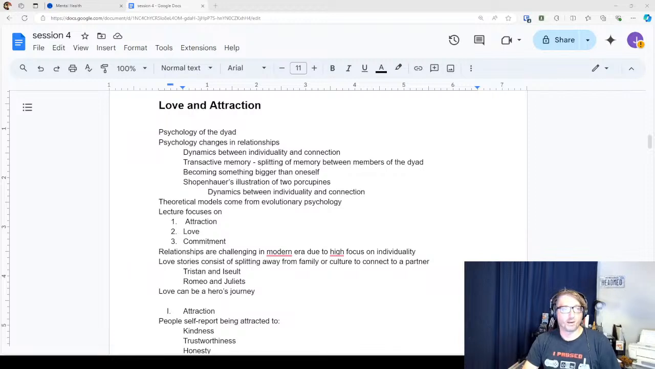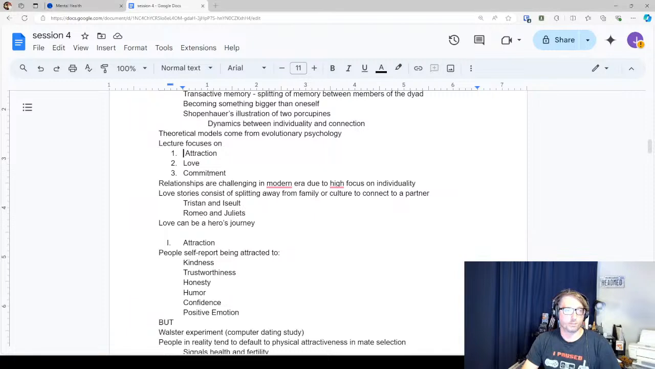Then we have the Schopenhauer illustration of the two porcupines that get closer to each other, and then they poke each other and move away. So there's this interplay between our individuality and the connection we share with the other member of the dyad. The theoretical models on love and attraction tend to come from evolutionary psychology. The lecture has 3 parts: he talks about attraction, love, and commitment.